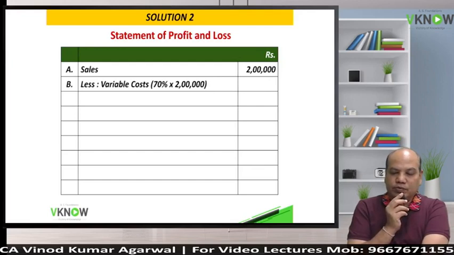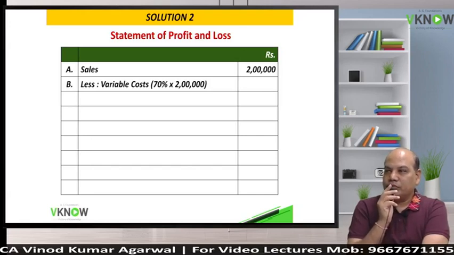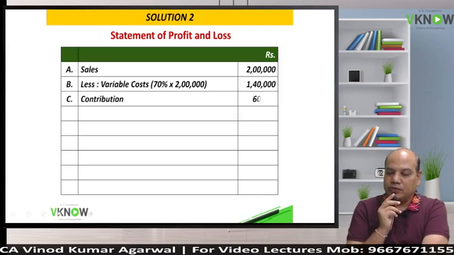Now if PV ratio is 30%, what will be the variable cost to sales ratio? 70%. Write down 70%. Otherwise, you can write it as a balancing figure by first writing contribution. So please write down contribution 60,000. You can't get a simpler question than this.